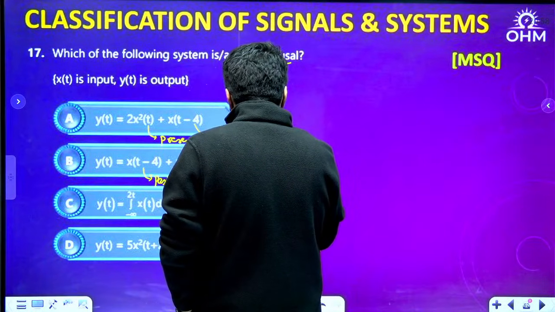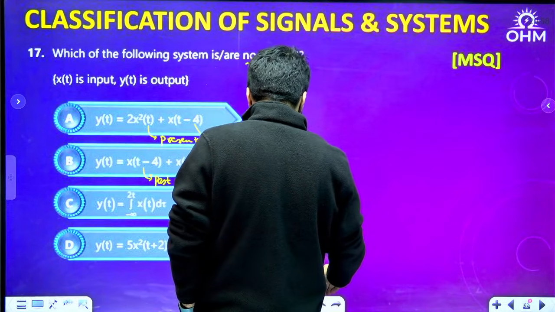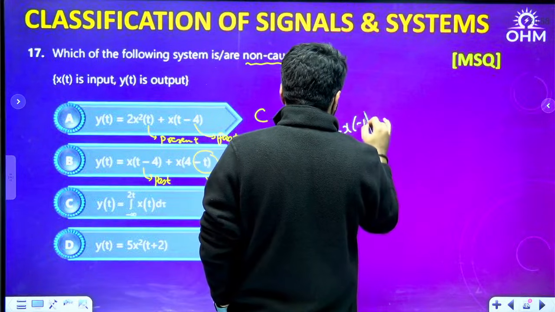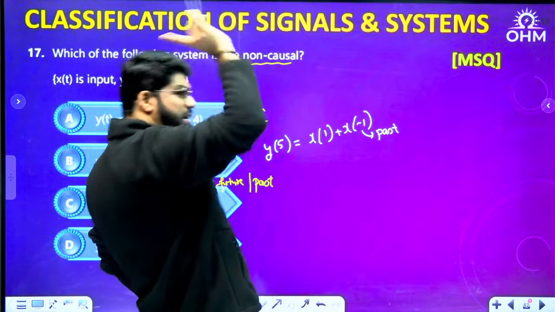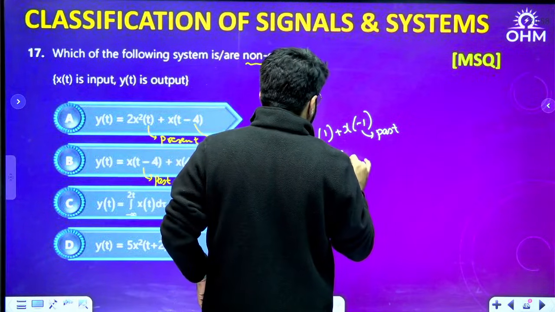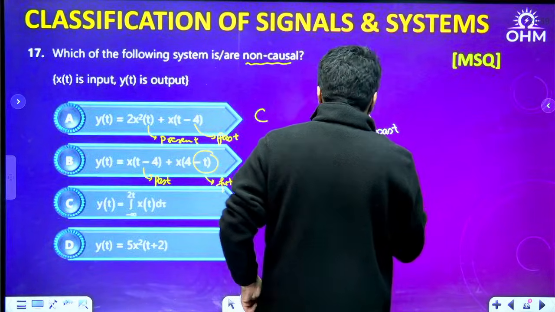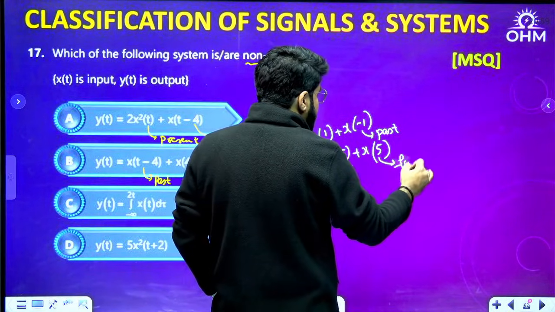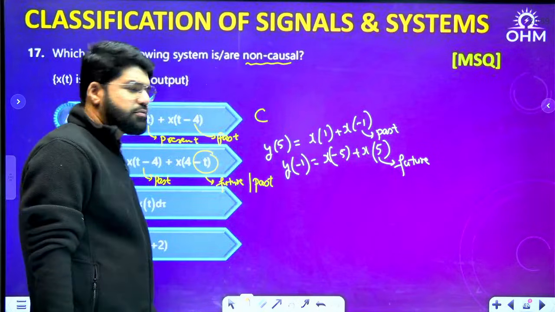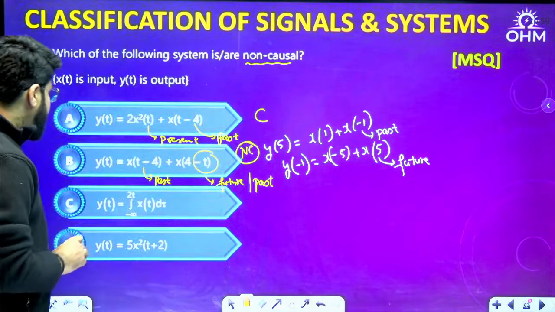Suppose you wanted to calculate y5. The answer will be x of 1 plus x of 4 minus 5, minus 1. With respect to 5, minus 1 is back, past. But if you wanted to calculate y of minus 1, that becomes x of minus 1 minus 4, minus 5, plus x of 4 minus minus 1. If t is minus 1, 4 minus minus 1 is 5. You are calculating output at minus 1 and input is required at 5. That is future. Got it? So future elements can come, so this is non-causal.